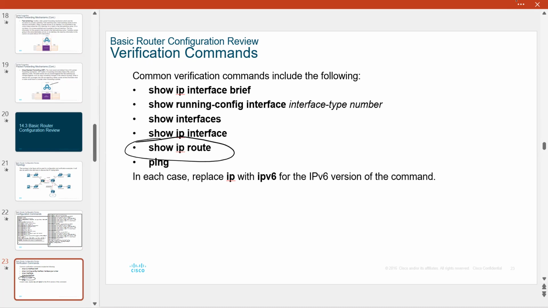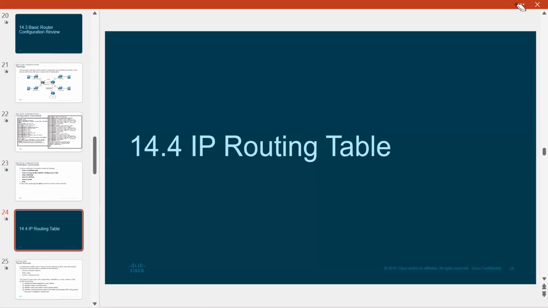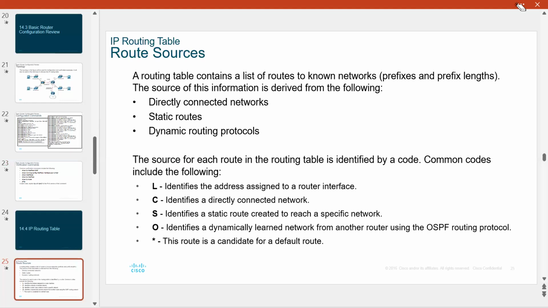Maroutes anozivikanwa nerouter yako yakaita sei. So very important to understand kuti mashow commands anoshanda sei at this point. Right? We have IP routing table, route sources. A routing table contains a list of routes to known networks. The source of this information is derived from the following.